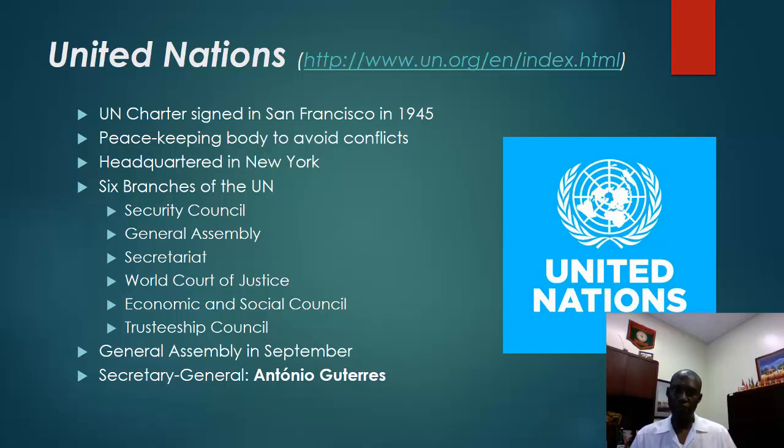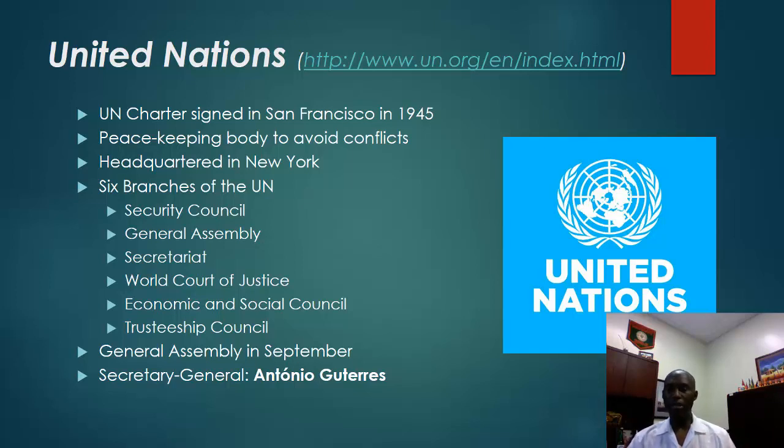So you have 6 branches of the United Nations, the Security Council being the most powerful with 5 permanent members. You have 10 non-permanent members of the Security Council making 15 members. The 5 permanent members are the actual winners of World War II: the US, the United Kingdom, France, China, and Russia. China and Russia were both on the side of the Allied powers during World War II, and so they also have veto power.